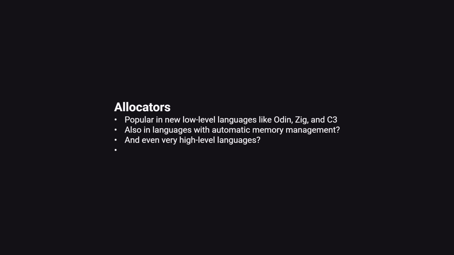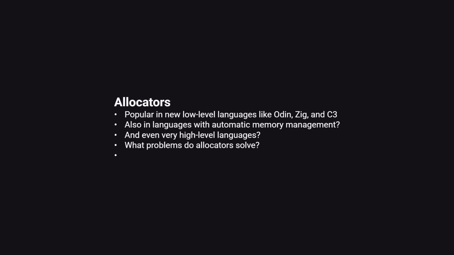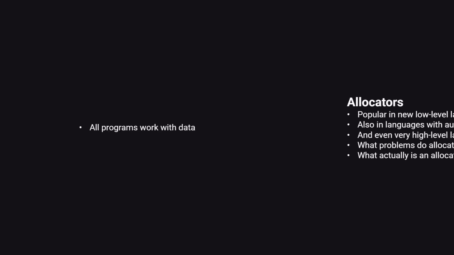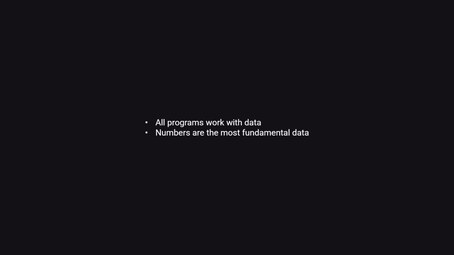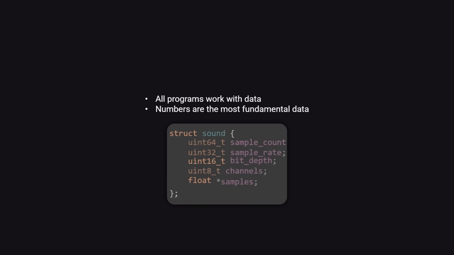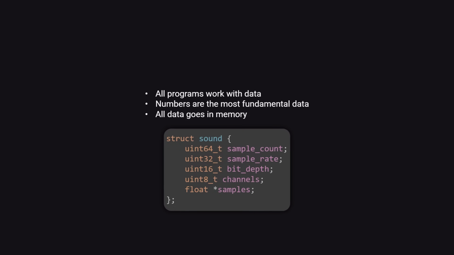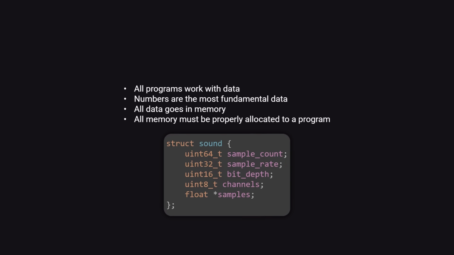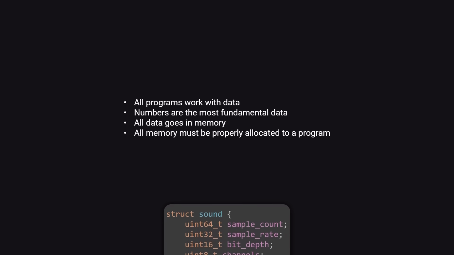Anyways, for the rest of the languages, what problems do allocators actually solve? And really, what even is an allocator? Well, when you write code, you tend to have data that you work with. Numbers are the most fundamental data, and they're combined to create text and images and 3D models and sound. And all of that needs to be stored in memory. And that memory has to be allocated to your program in order for it to be able to be used. So an allocator is just anything that handles that.